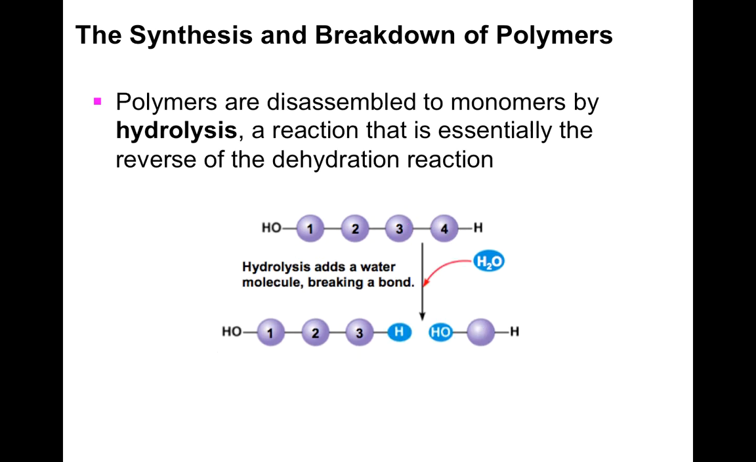To break a polymer down into monomers is the opposite reaction, called hydrolysis. Hydrolysis literally means splitting water. So you take a water molecule and you split it up, with hydrogen attaching to one monomer and the hydroxyl group attaching to the other monomer. And this breaks the bond between the monomers.